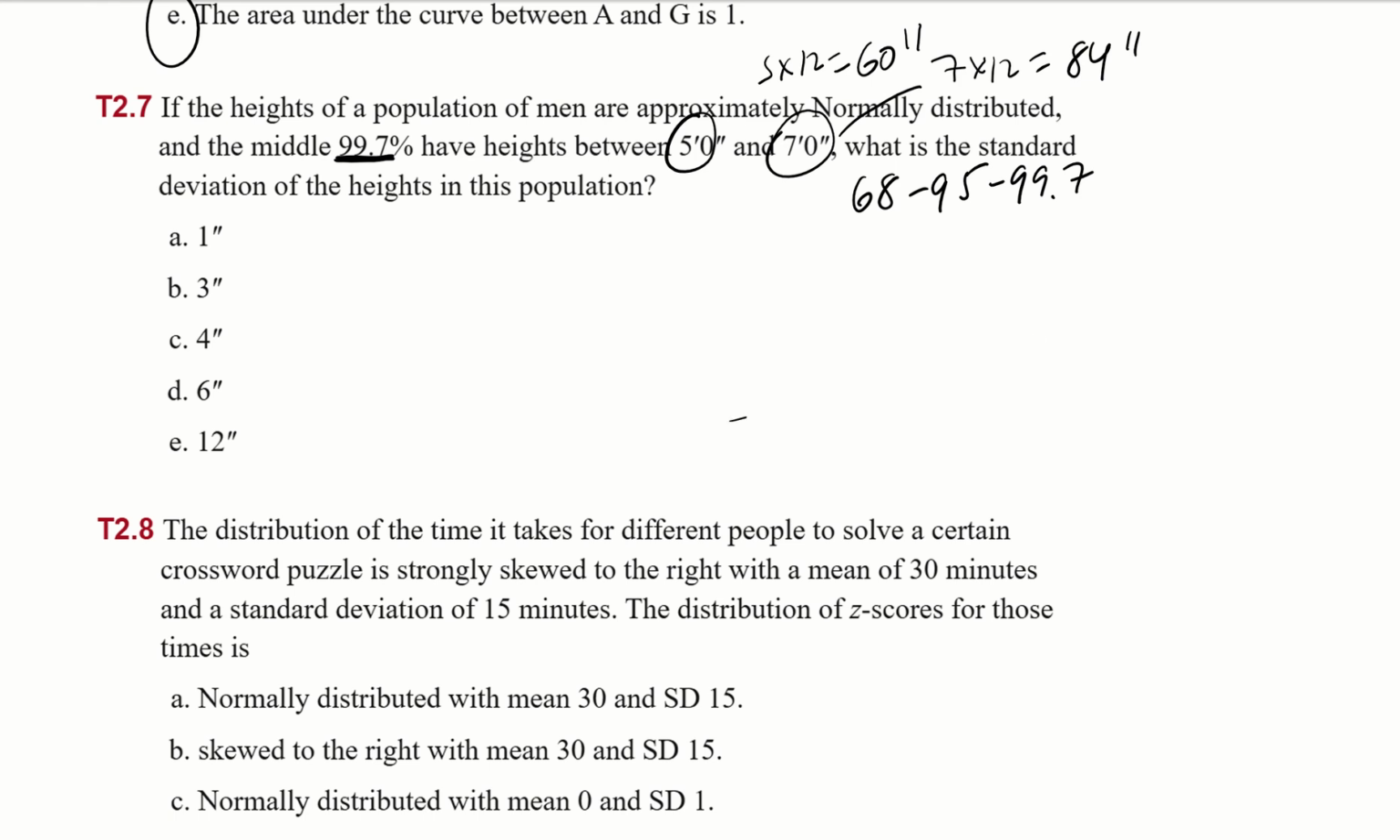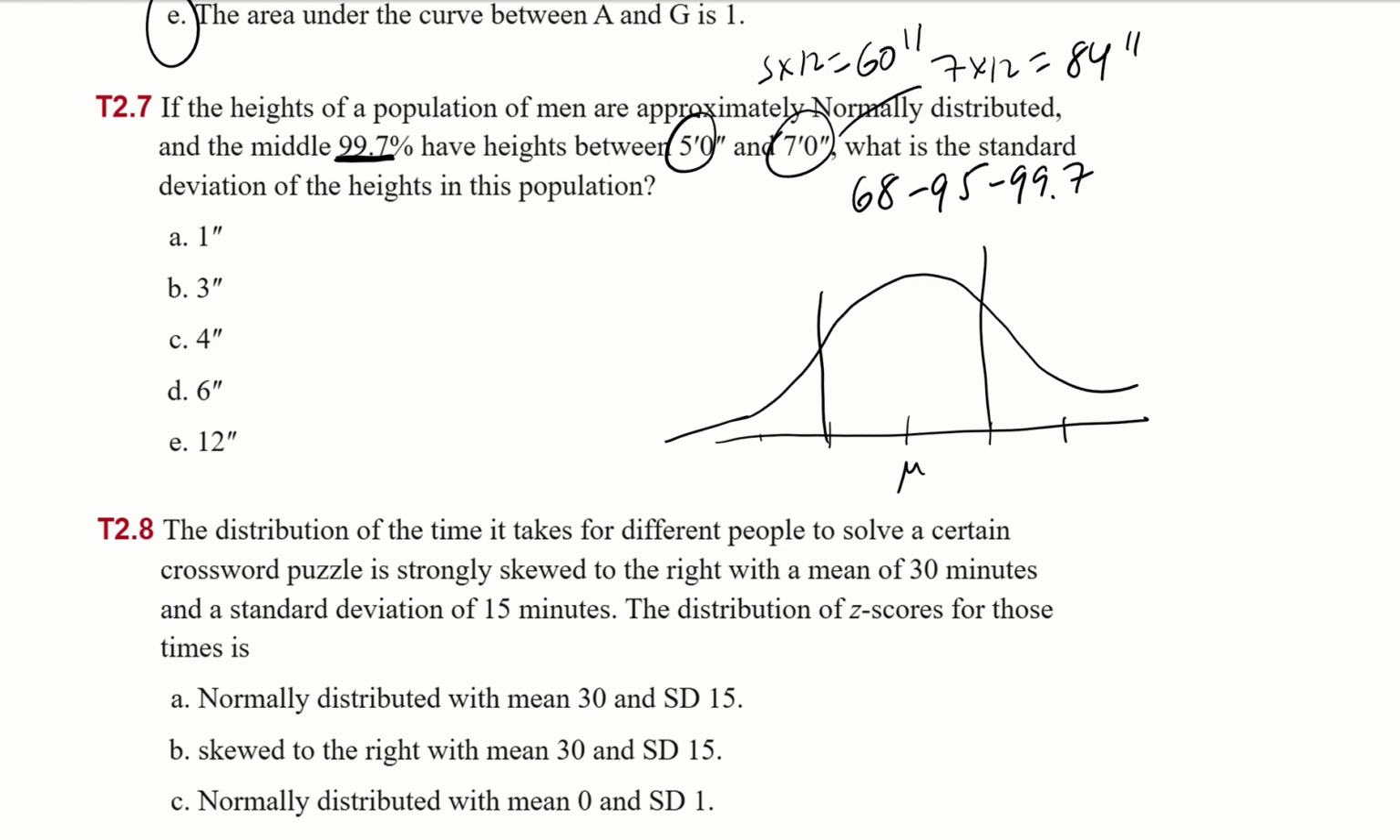So that means, remember, the empirical rule is 68, 95, 99.7. So that means in a normal distribution, we would expect that 1 standard deviation away, we would have 68% of the curve. 2 standard deviations away, we would have 95% of the curve, and then 3 standard deviations away, we would have 99.7% of the curve. So that means from there to there is 99.7%.